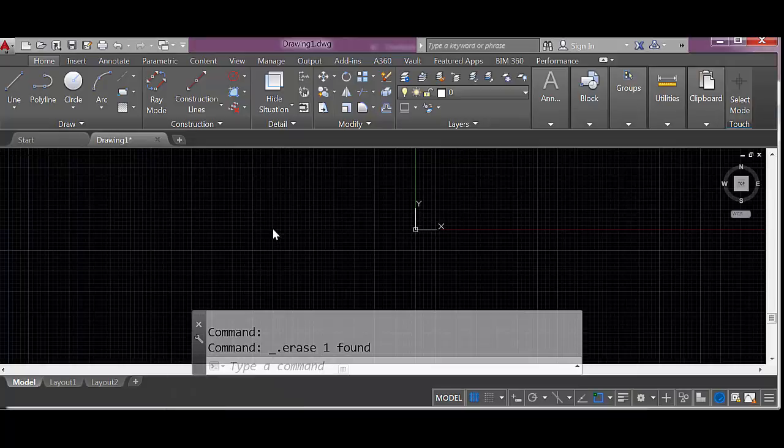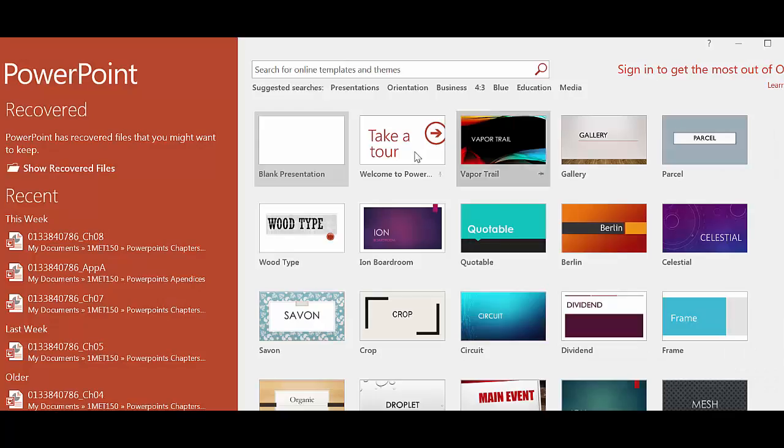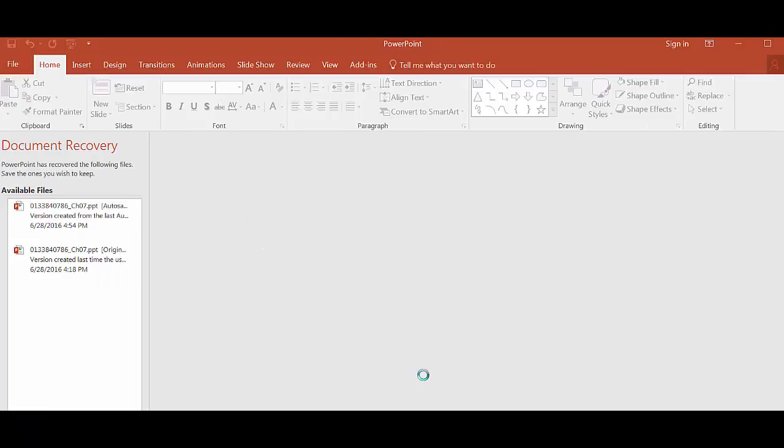Wake up. Let's see, I can turn off AutoCAD for this for now. Oh, there we go. Let's see, chapter 8.